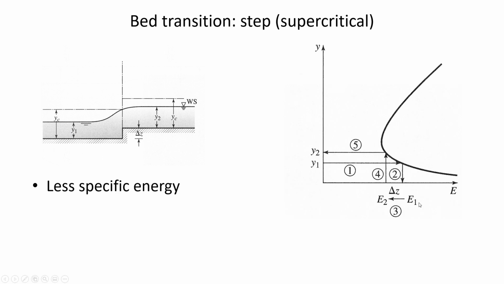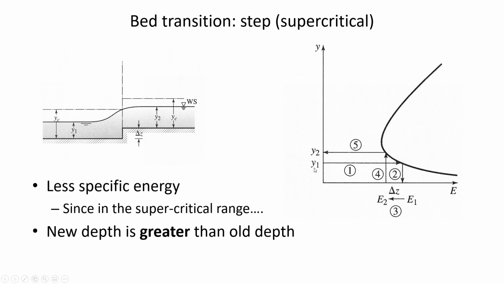And so downstream, it's also still going to be supercritical, but Y2 is greater than Y1 was because of the delta Z. So just to step that through the specific energy diagram, we had a certain amount of energy at 1, then shifted to the left for a step up with the delta Z. So less specific energy is moving to the left, and the new depth of the water would be higher than it was at 1, because we're in the supercritical range.